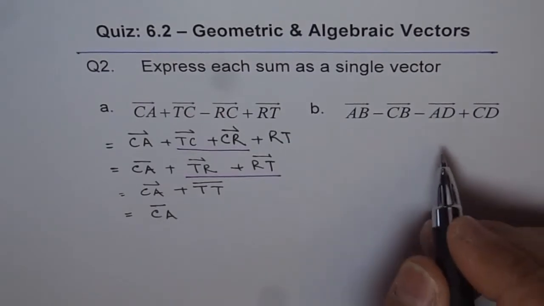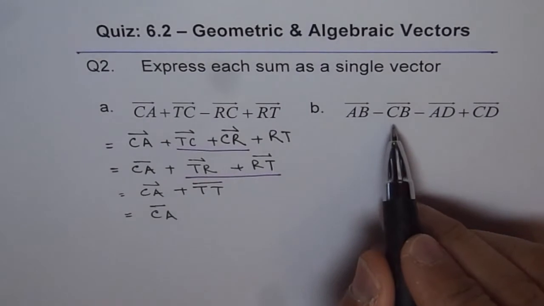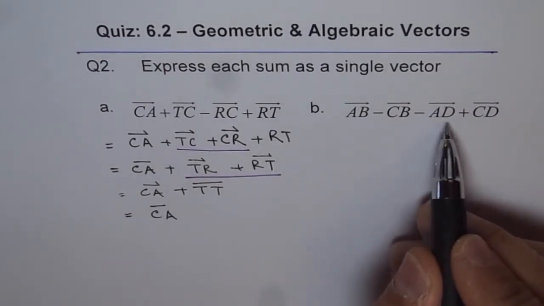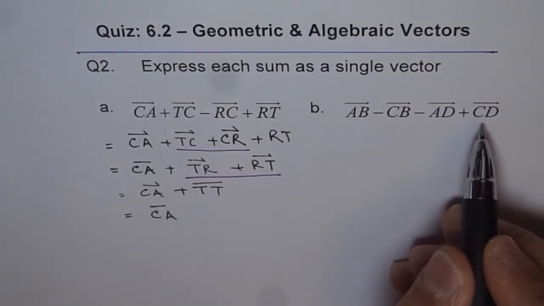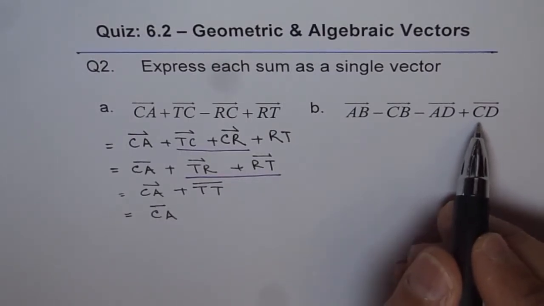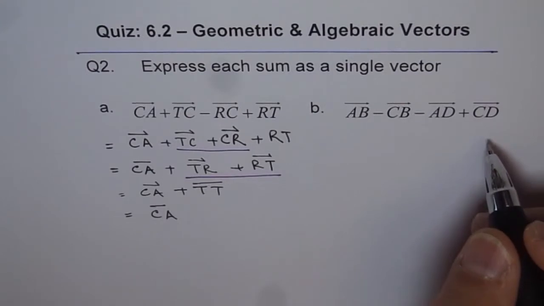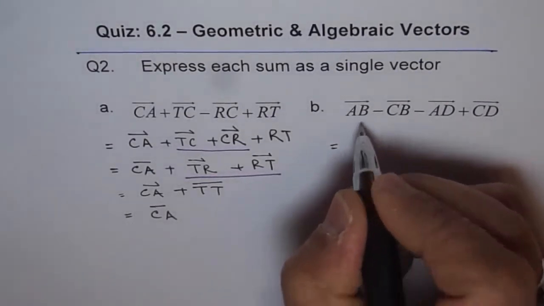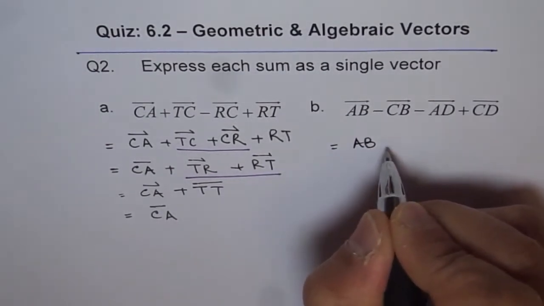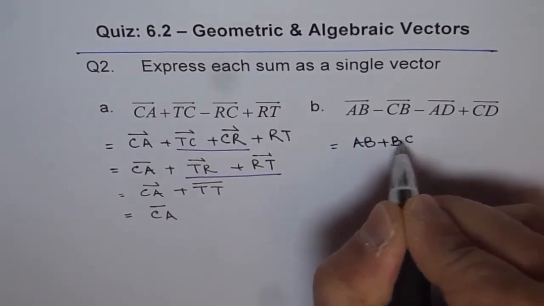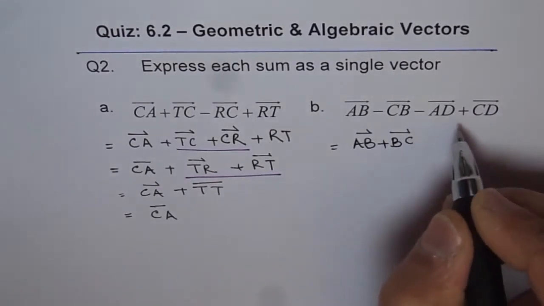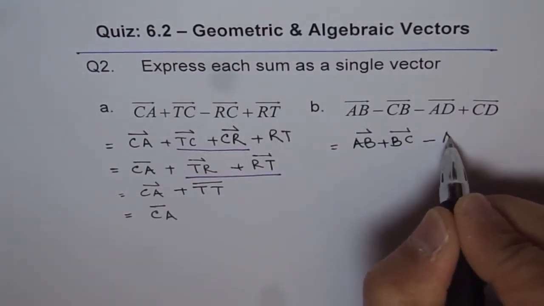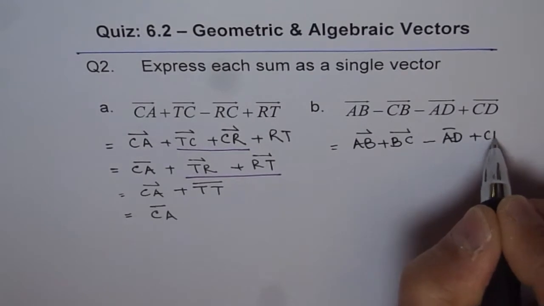Now the next one. Next is AB - CB - AD + CD. So first step, let's write down everything with positive, right? Let's start from here. So it becomes AB plus BC. Let's do one by one. Minus AD plus CD, right?